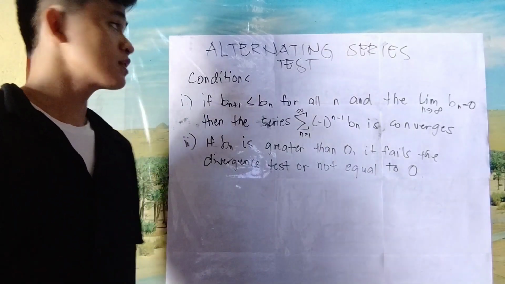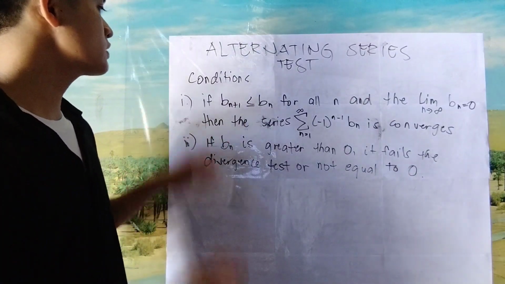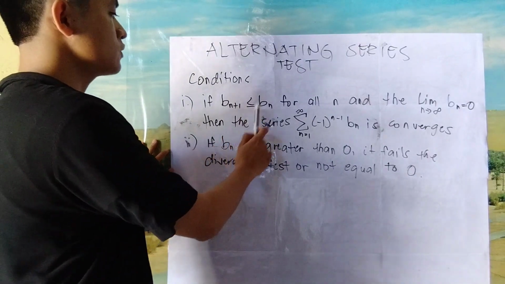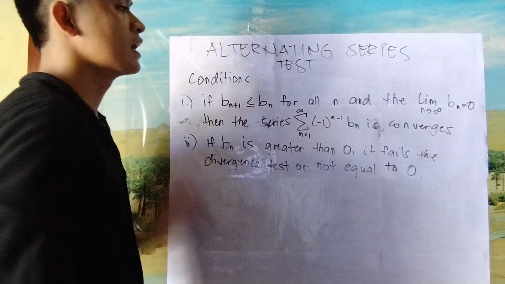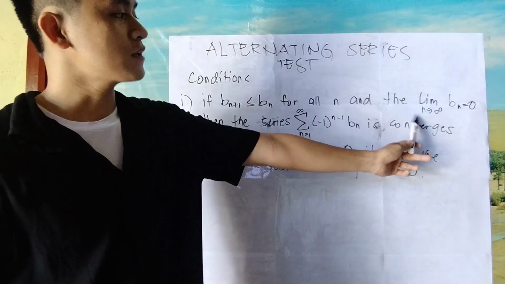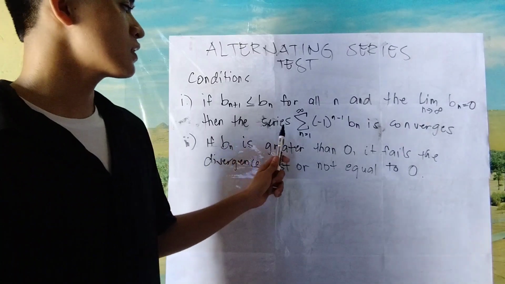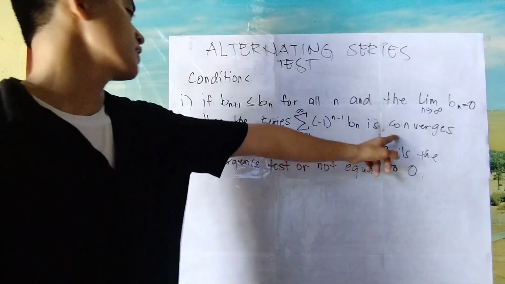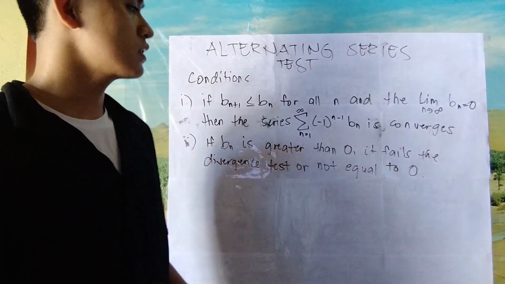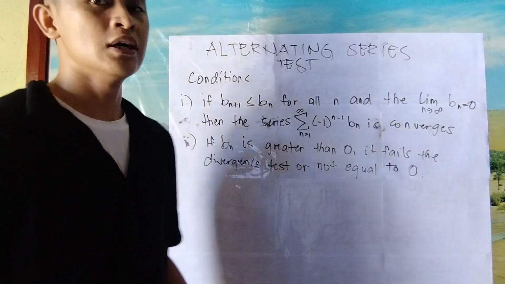And now let's proceed to the alternating series test. We have two conditions here. First, if b sub n plus 1 is less than or equal to b sub n for all n, and the limit as n approaches infinity of b sub n is 0, then the series is convergent. And second, if b sub n is greater than 0, and it fails the divergence test, or the limit is not equal to 0.